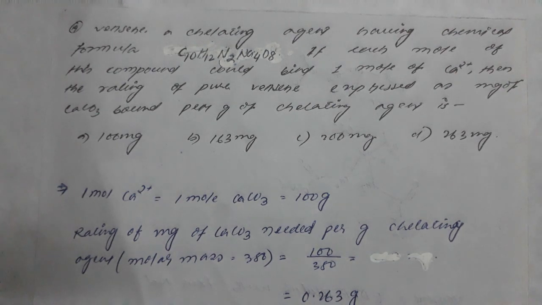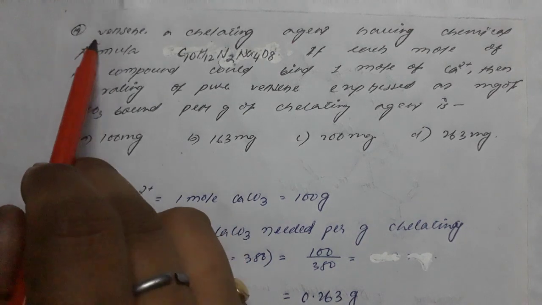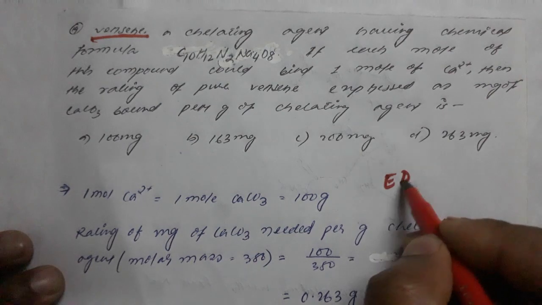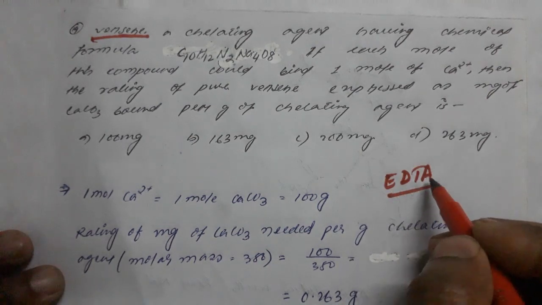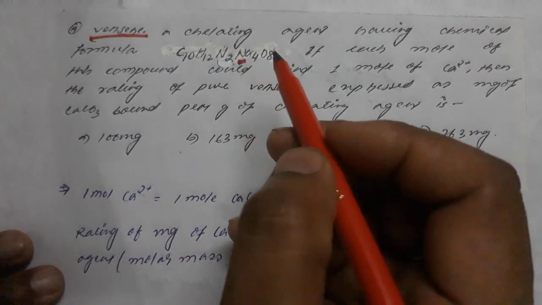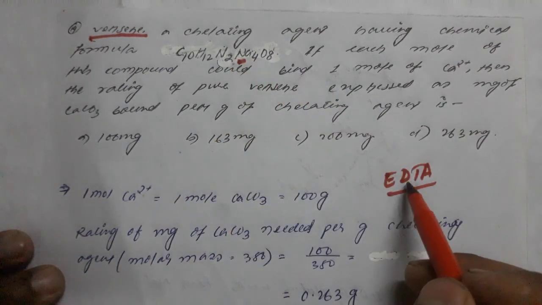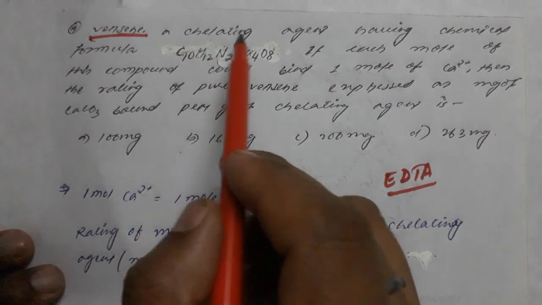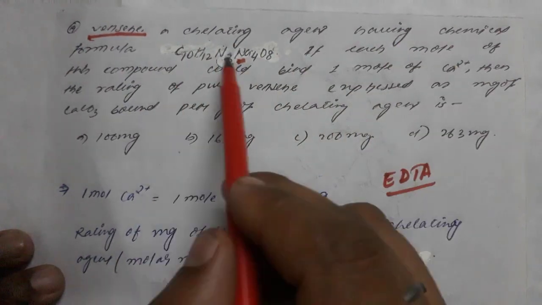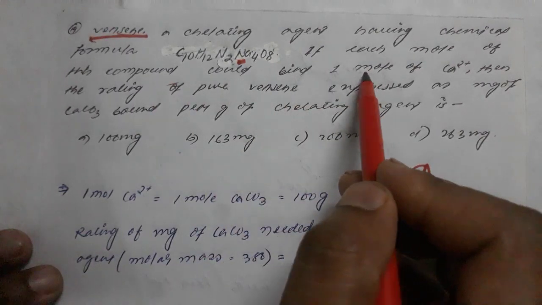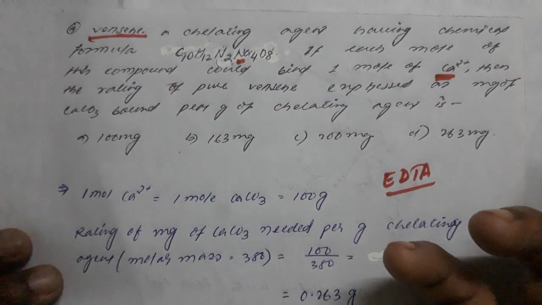I have gone through many analyses of this particular question. Now it is written Versene, right? Versene is nothing but EDTA, ethylenediaminetetraacetate. But here in place of 4 hydrogen we will have 4 sodium. I mean, ethylenediamine, we can say sodium tetraacetate. So it says that Versene is a chelating agent having this chemical formula. Each mole of the compound could bind 1 mole of Ca2+. Okay.